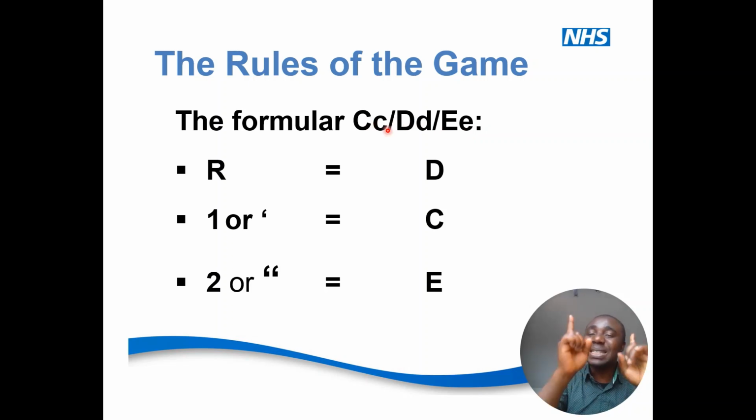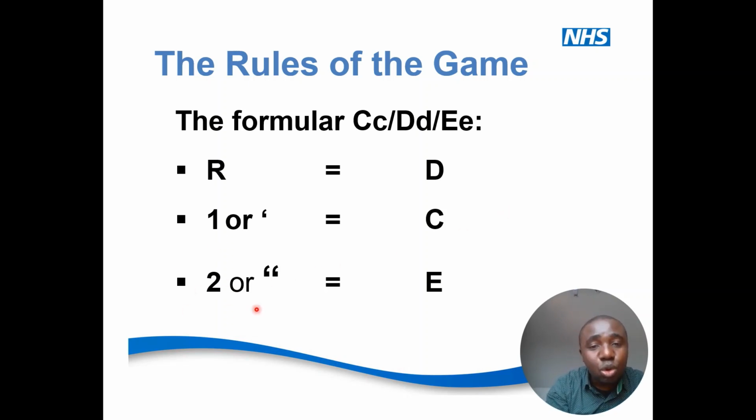Because remember, there has to be C, there has to be D, there has to be E. The formula is C, D, E. So the difference is whether it is going to be capital C or small c, capital D or small d, or big E or small e, as the case may be.